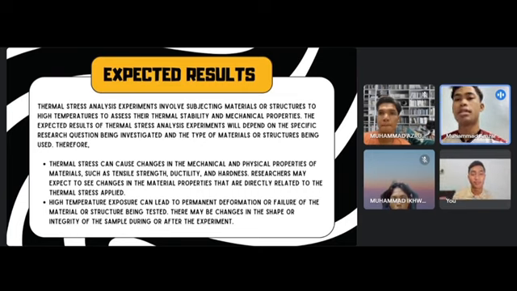Therefore, the thermal stress can cause changes in the mechanical and physical properties of materials, such as tensile strength, ductility, and hardness. Researchers may expect to see changes in the material properties that are directly related to the thermal stress applied. For the next one, the high temperature exposure can lead to permanent deformation or failure of the material or structure being tested. There may be changes in the shape or integrity of the sample during or after the experiment.